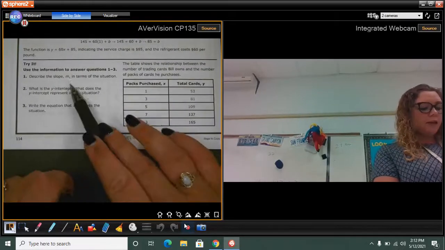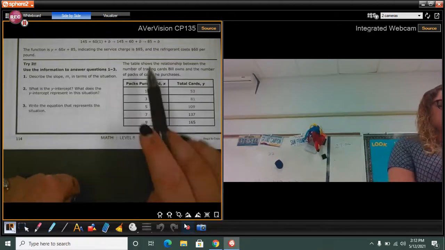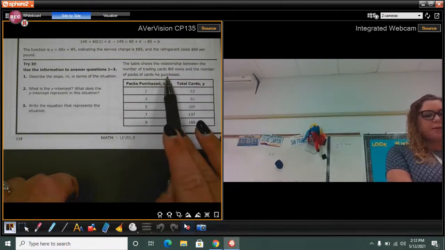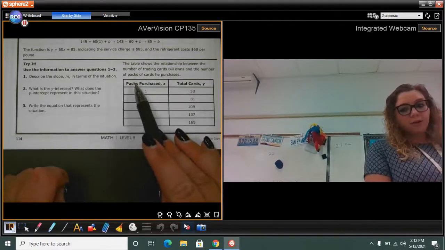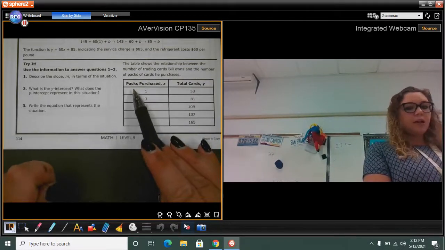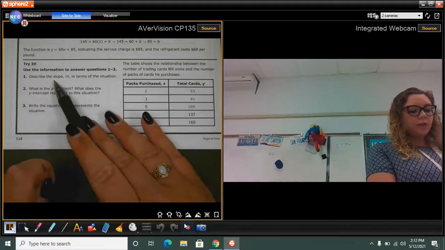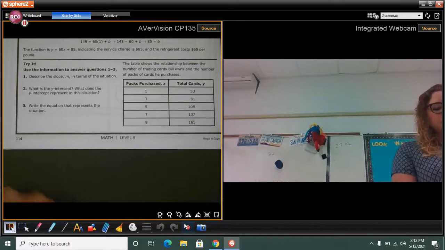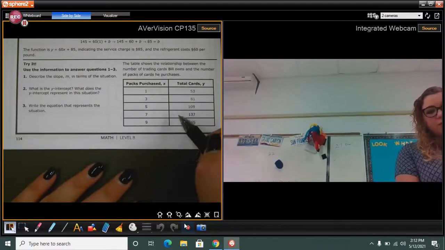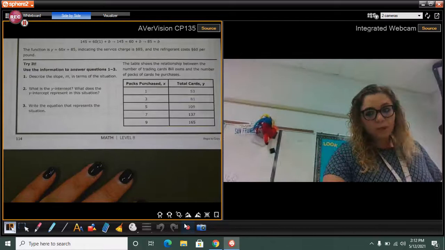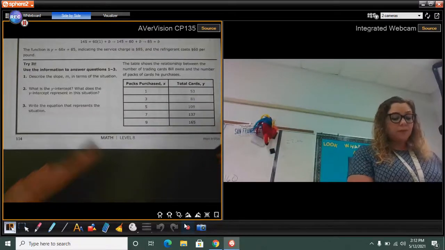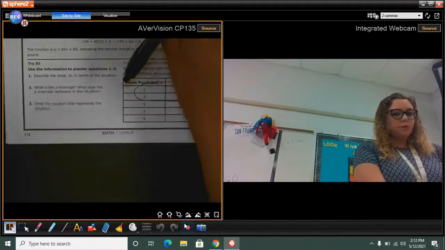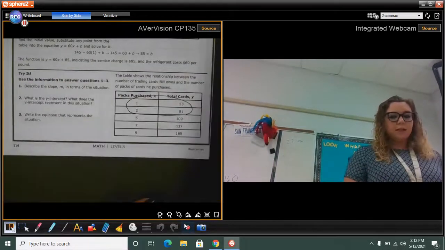Describe the slope m in terms of the situation. So this table shows the relationship between the number of trading cards Bill owns and the number of packs of cards he purchases. So the rate of change, or the slope, okay, before we can describe what it means, we have to find it. So remember, if we're given a table and they want us to find the rate of change, okay, we first have to pick 2 points. Now I'm always going to pick the first 2, just because it's easier that way.